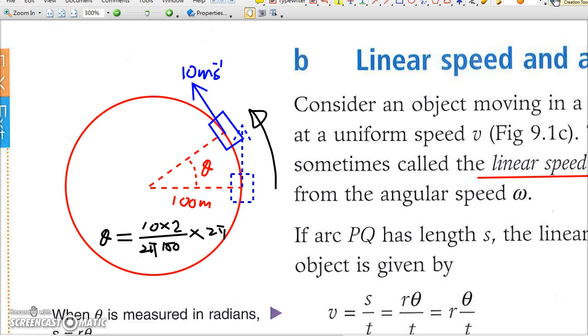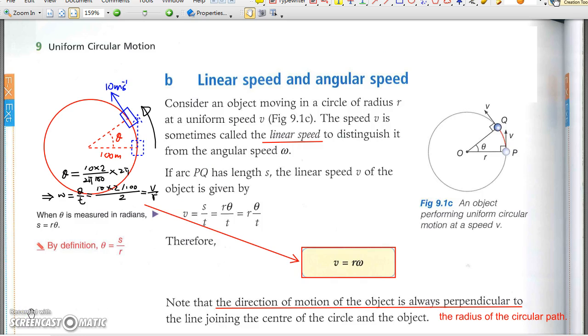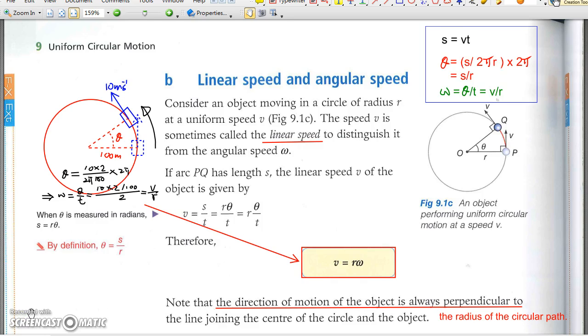So what is my angular velocity? It is 10 over 100, which is speed over radius. So angular velocity equals v over r, where v is the linear speed of the motion.